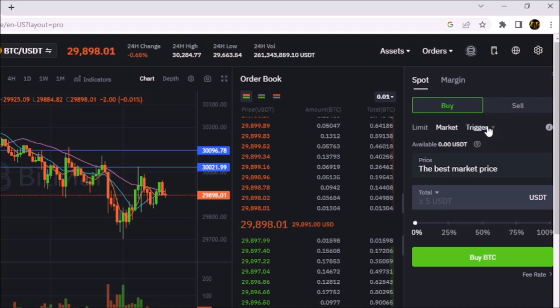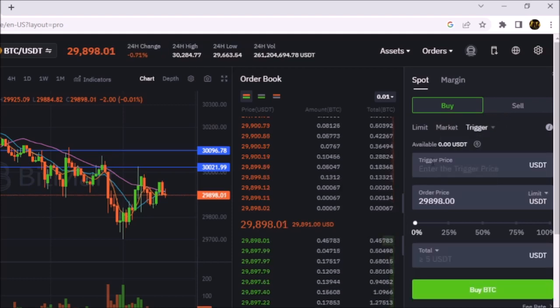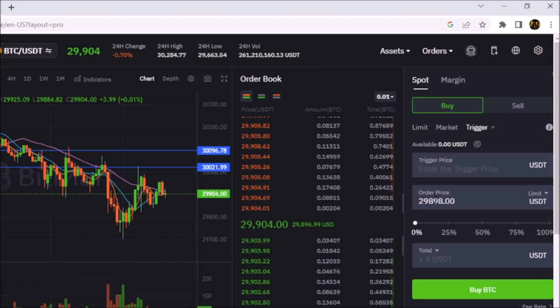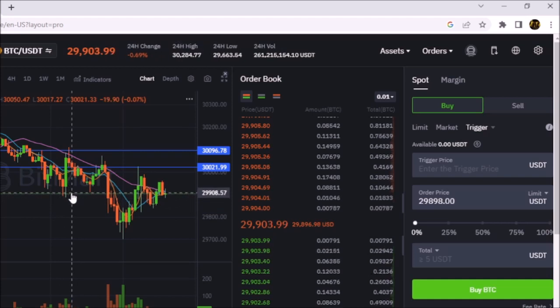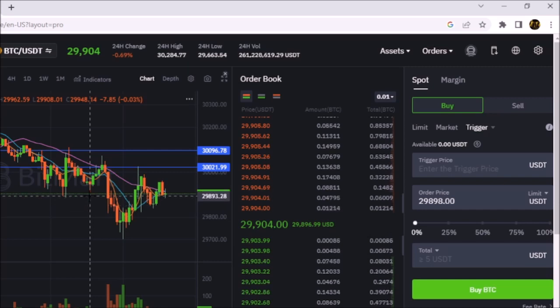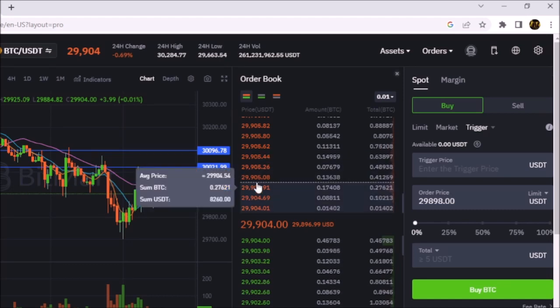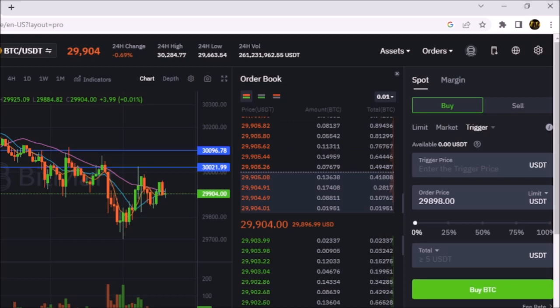So when you come on trigger, here you have to put two prices. There is order price and trigger price. When you put the order price, it means once it reaches the order price that you have put, let's say right now I'm on 29,904 on the current price. But to me, I can say that this is the current price that I want to order the price. So once it reaches the order price, automatically it will enter the market and your order will be sent on the order book just right here.